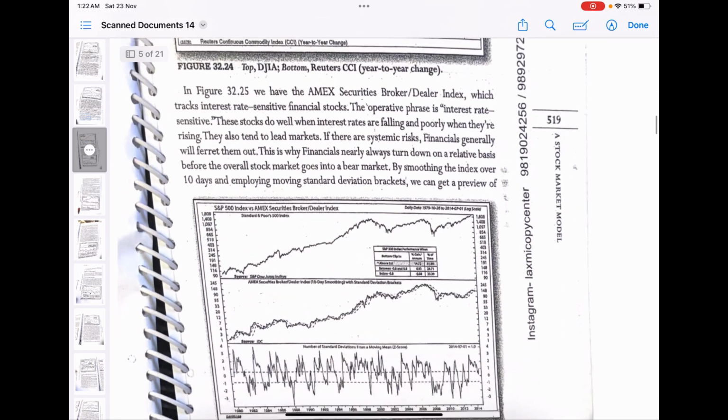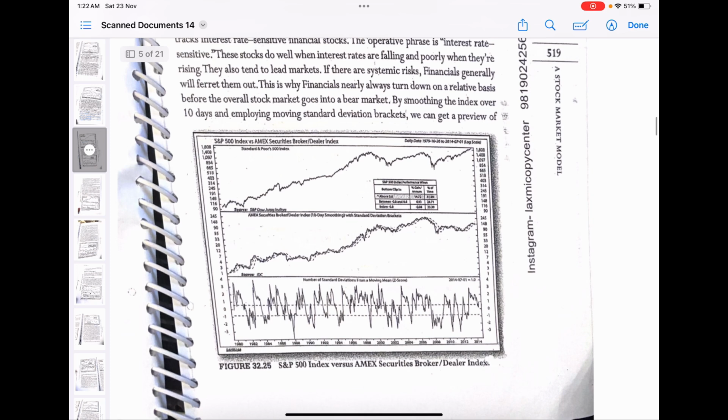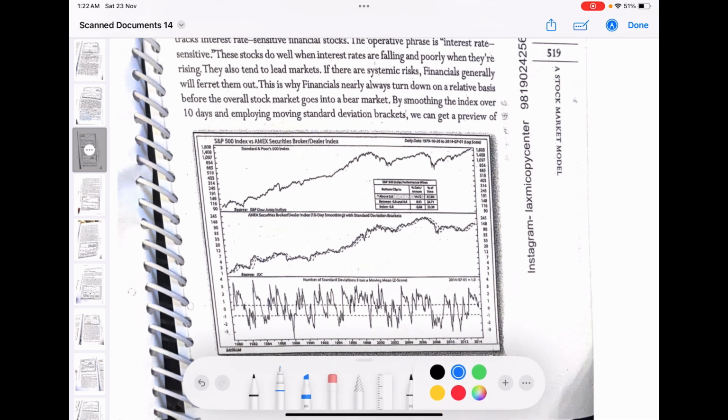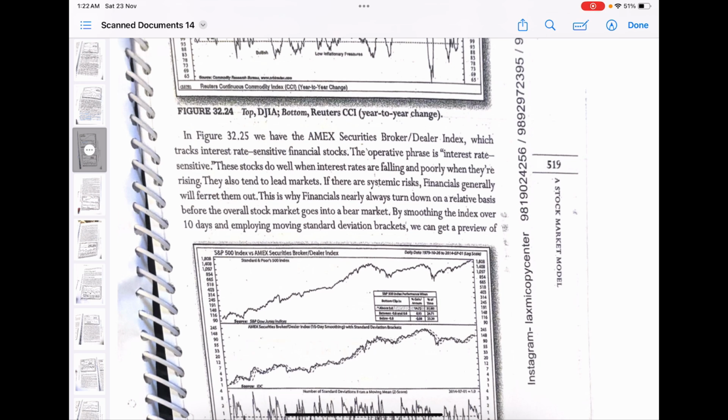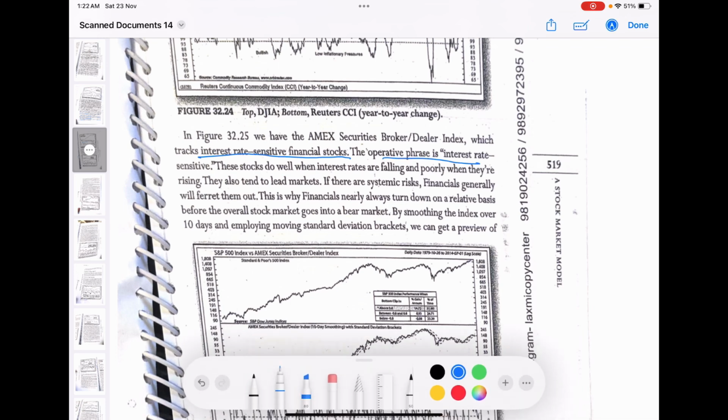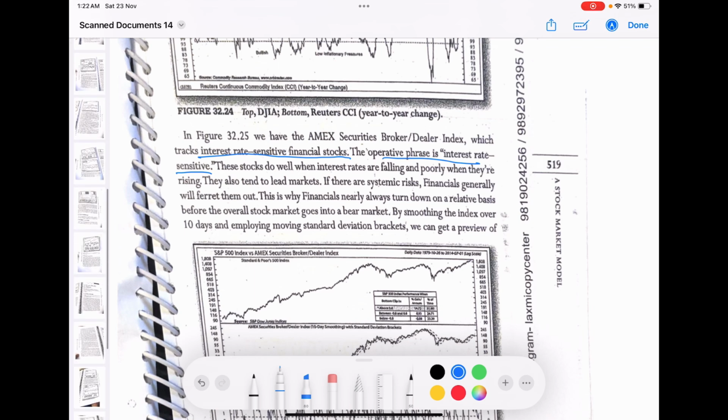In figure 32.25, we have the S&P 500 versus the Amex Securities Broker or Dealer Index, which tracks interest rate sensitive financial stocks. The operative phrase is interest rate sensitive. These stocks do well when interest rates are falling and poorly when they are rising. They also tend to lead the markets. If there are systemic risks, financials generally will ferret them out.